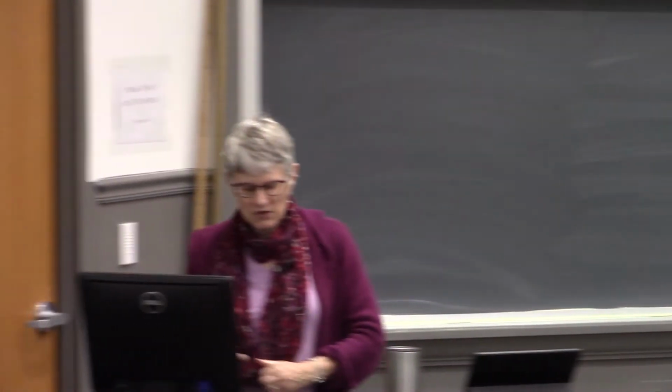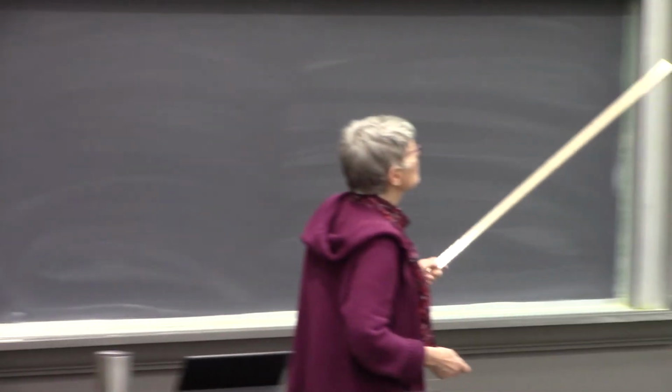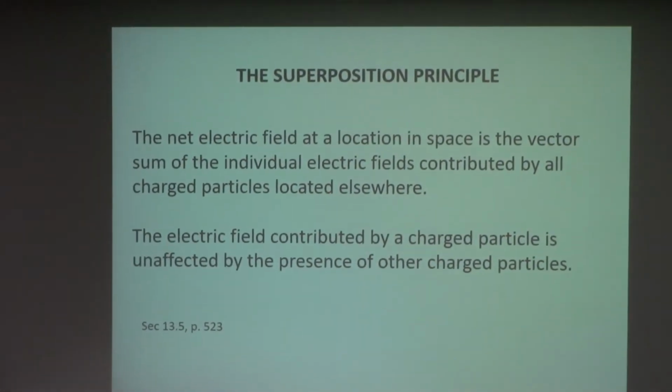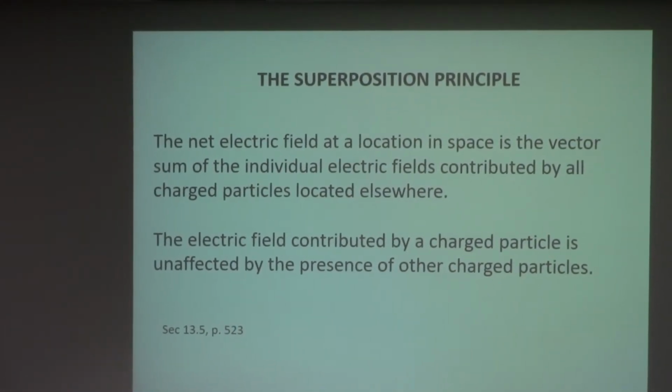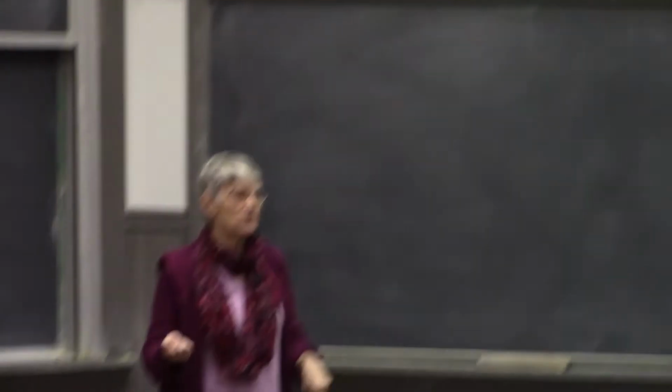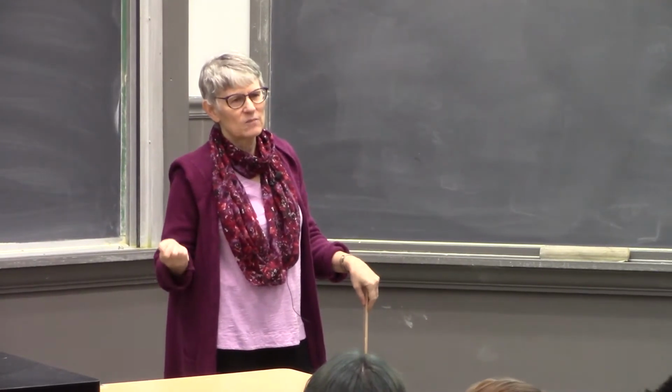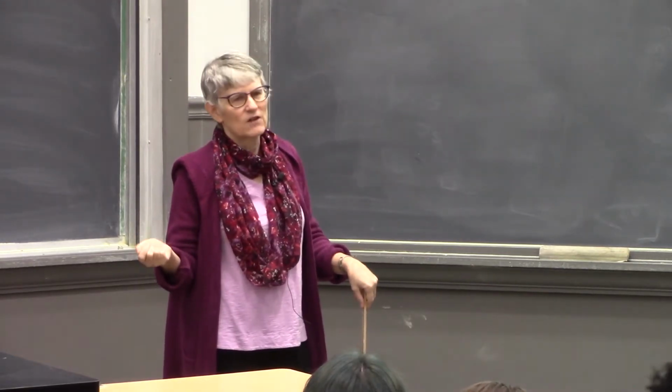The superposition principle, which we talked about also, has two pieces. So at some location in space, our observation location, the net electric field at that location is the sum of the contributions of electric field of all the charged particles around. That's not a big surprise, and since field is a vector, it's a vector sum.